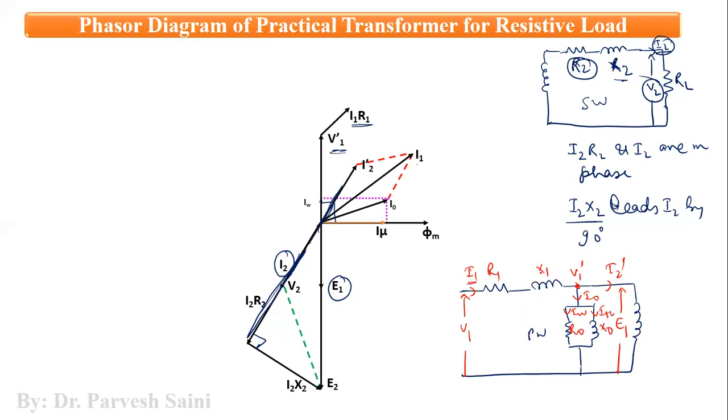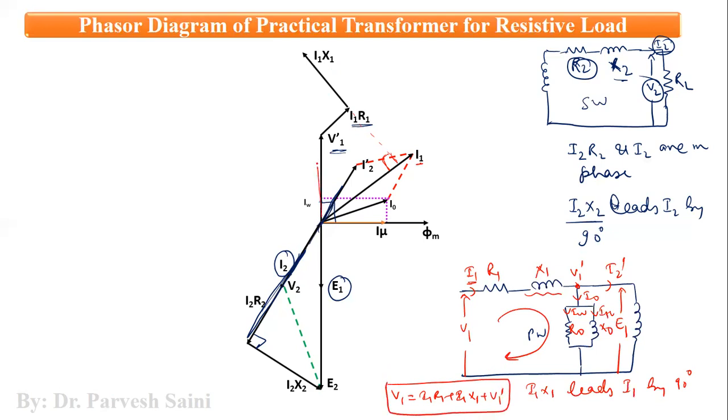When this primary current is flowing through X1, there will be a certain voltage drop across it, which is I1 X1, because it will lead the primary current I1 by 90 degrees. So let us draw this one. You can see here, if you draw it backward, it is 90 degrees leading the primary current. Now if you apply KVL in this particular mesh, V1 is equal to I1 R1 plus I1 X1 plus V1 dash. So this is the equation. You can see V1 dash plus I1 R1 plus I1 X1 will give you V1. The phase difference angle between V1 and I1 is phi 1. So it is quite simple to draw the phasor diagram in this particular case.